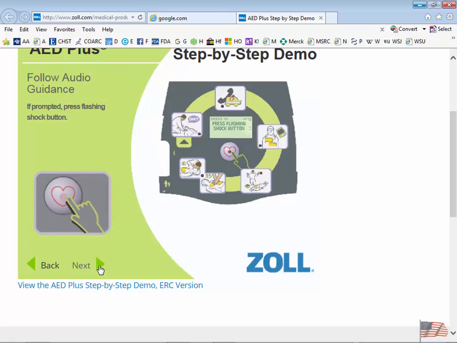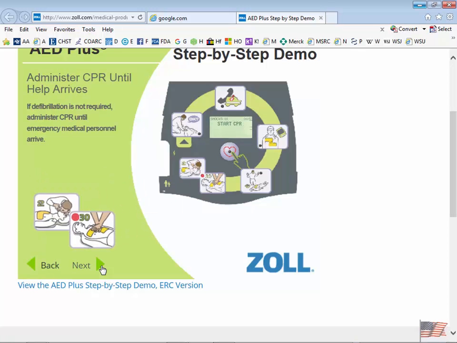Press flashing shock button. So it's going to go ahead and charge itself up, and before you push that button, make sure nobody, including yourself, is touching the patient. Just saying. I've seen situations where somebody was holding the person's wrist or something, and they got shocked too. Shock delivered.